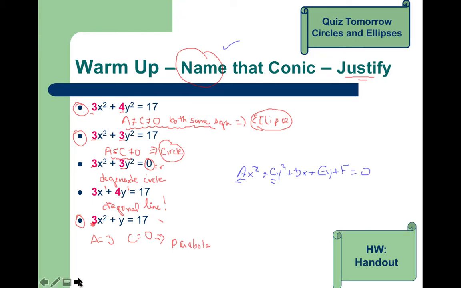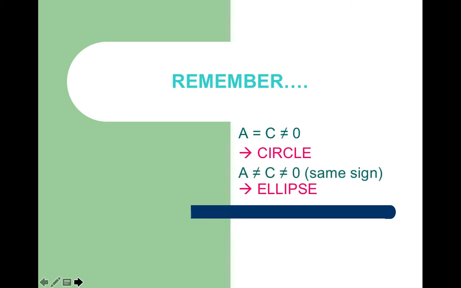All right, so you want to get out your notes. And write this in your notes, what we've just said in the warm-up, but I want you to have it in 2 places. If A is equal to C and neither one of them is equal to 0, you have a circle. If A is not equal to C, neither one of them are equal to 0, but they're both positive or both negative, you have an ellipse. Today, if either A or C is equal to 0, you have a parabola.